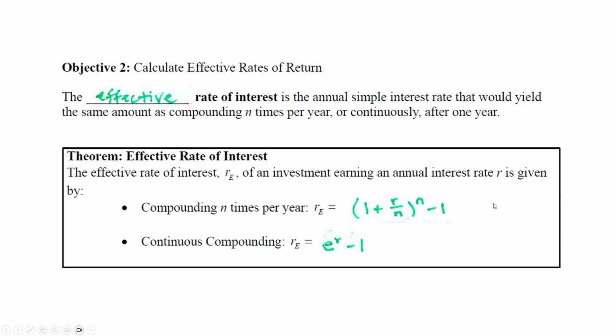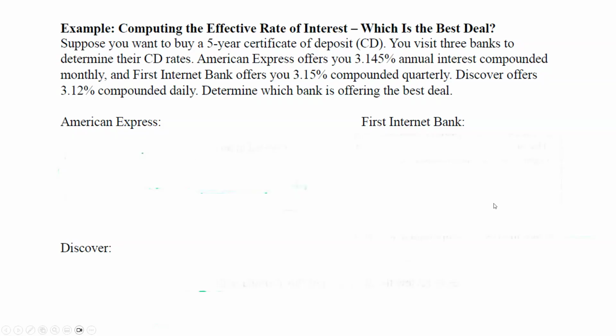Okay, so let's do an example. So suppose you want to buy a 5-year certificate of deposit, so a CD. You visit 3 banks to determine their CD rates. American Express offers you 3.145% annual interest compounded monthly. The First Internet Bank offers you 3.15% compounded quarterly. And Discover offers 3.12% compounded daily. Now we need to determine which bank is offering the best deal, based off of what it is that they offer.